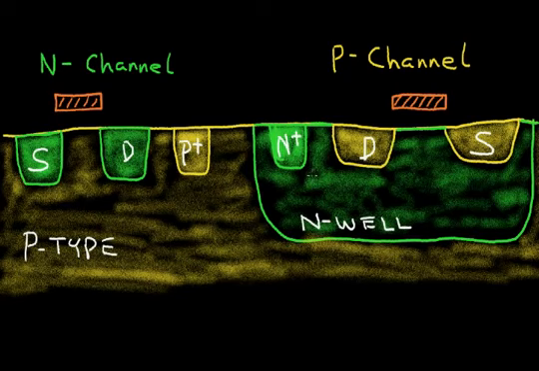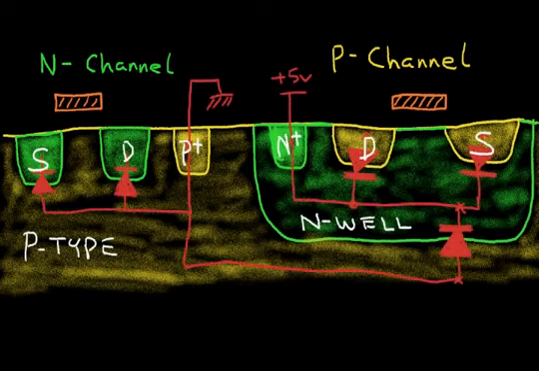Now recall that whenever we have an N-type material that is adjacent to a P-type material, we have a silicon diode. We have a PN junction. Now let's view those junctions. So shown in red are these diode junctions. For example, here we have a diode with a P-type and the N-type forming a PN junction.